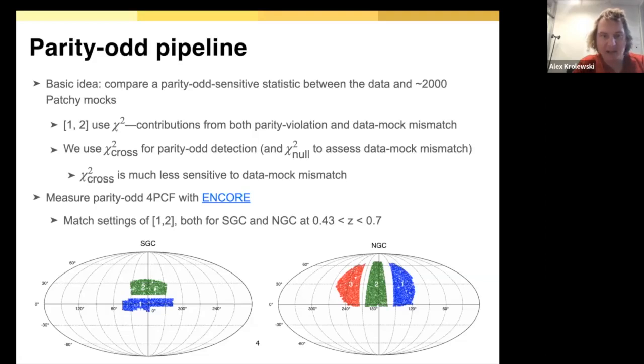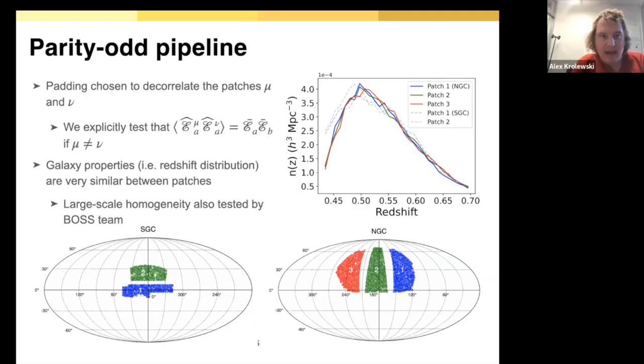Here I'm showing the patches that we've defined to use chi-squared cross. We chose some padding to decorrelate these patches. So the padding is approximately 100 megaparsecs at the lowest redshift range of interest, such that there will be minimal correlation between galaxies in neighboring patches. And in fact, we explicitly test this. We test that, indeed, there really is no correlation between these patches. They are sufficiently far separated.